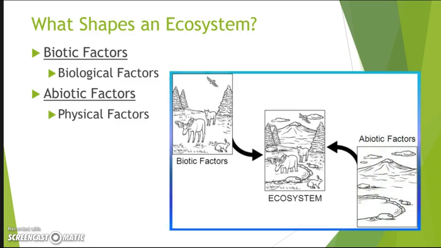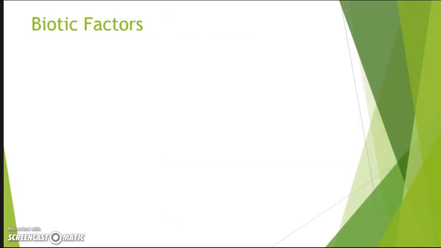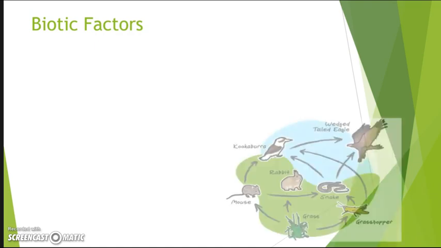Okay, so here's another summary of that. So we can see here from this figure that the biotic factors and the abiotic factors go together to make up the ecosystem. So now let's talk about each of these individually.